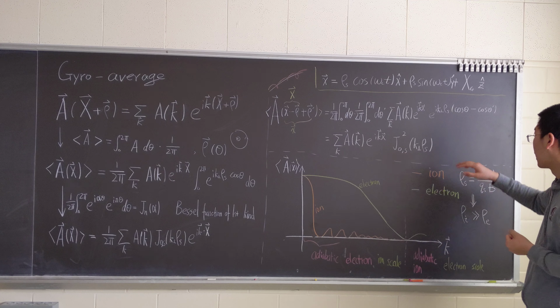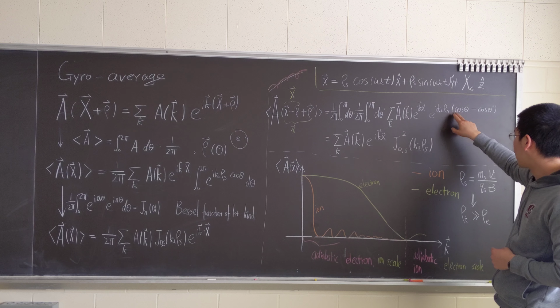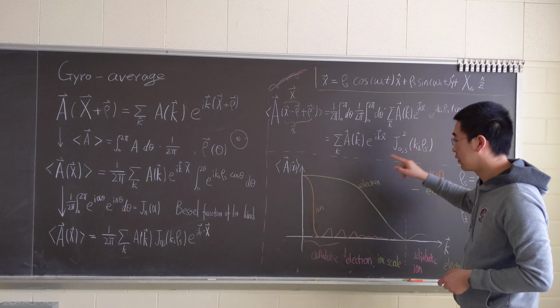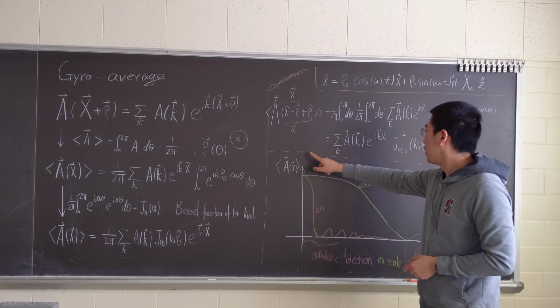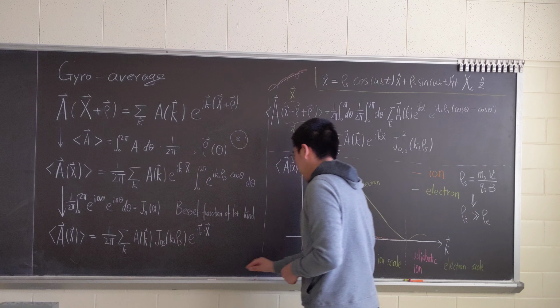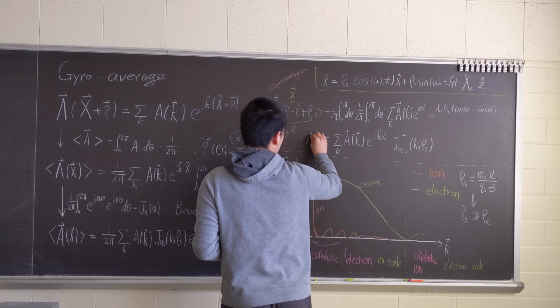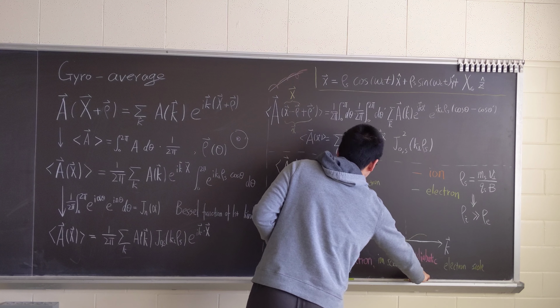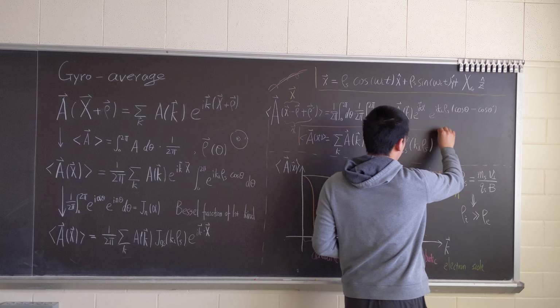So we do the same procedure, as you can see. Then we have i k perpendicular rho s times cosine theta minus cosine theta prime. So we do it 2 times effectively in terms of the Bessel function expression. Then we end up having J naught squared. So we have the expression for gyro-averaging in real space. It's in the orange box.